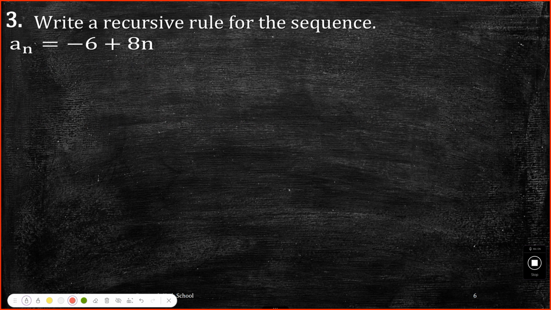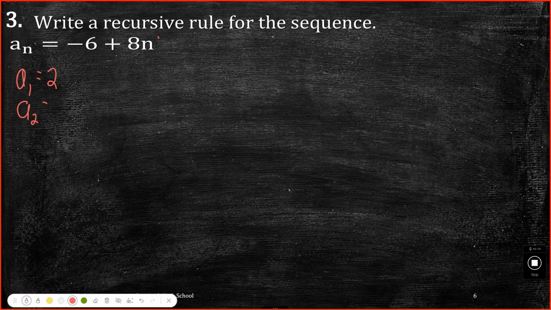How do I know it's arithmetic? Well, let's generate a couple of these sequence numbers. What would be A1? Anybody? Somebody said 2. Yes. Why? Because n is 1. If this is 1, then we plug in n, this is 1. Then 8 times 1 is 8. 8 plus negative 6 is 2. So yes, A1 is 2.